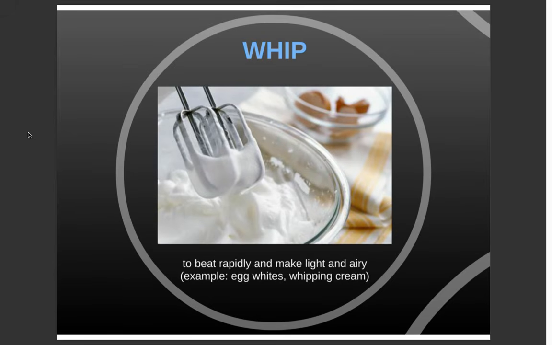Whip would be our next term. When we whip, we're going to beat very, very rapidly to actually incorporate air to make it light and fluffy. For example, whipped cream. Cream is a liquid, basically the same as milk, just has a different fat content. And if we whip it enough to add air, it becomes this thick, fluffy thing.